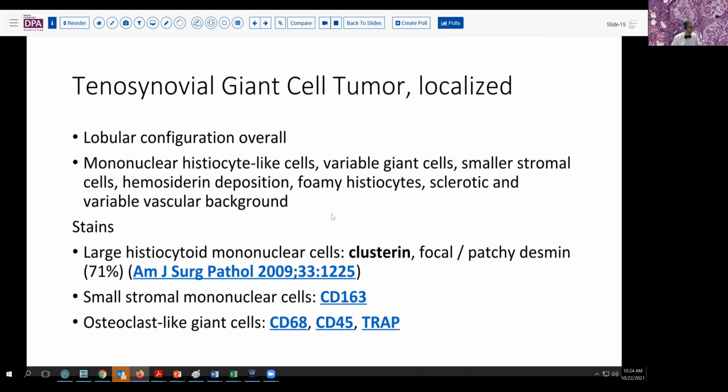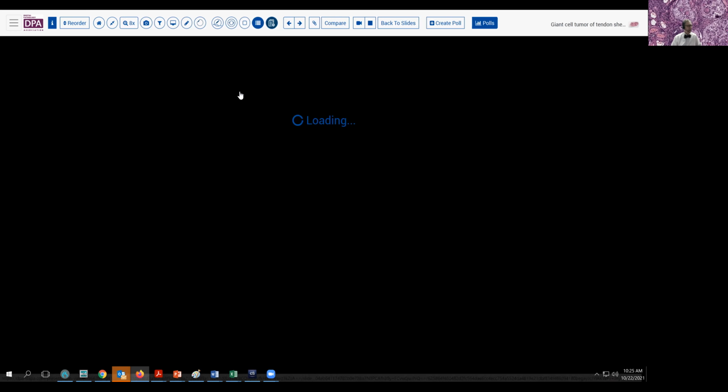it may show positive staining with clusterin in the larger cells, the majority, but not all. The small stromal cells will stain with macrophage markers, as would, of course, the foamy cells. And the giant cells would stain with CD68, tartrate-resistant acid phosphatase, although I can't imagine doing that.